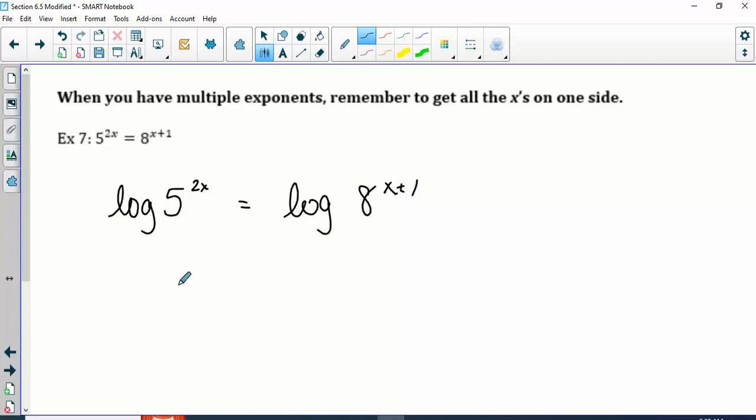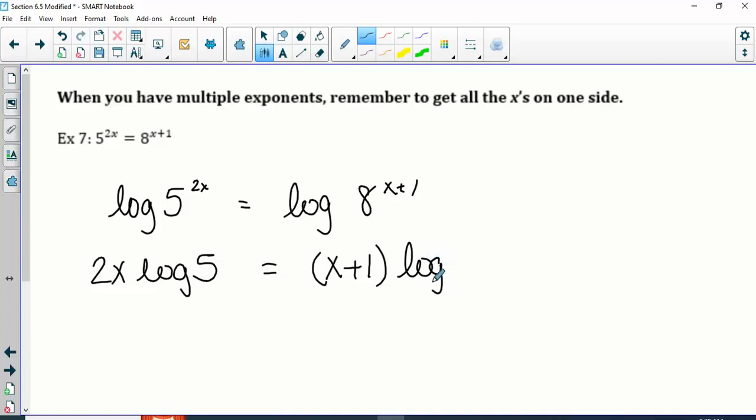You just subtract the x one over. Okay, so first the exponent comes down. You're a step ahead of me, I think. So we have 2x log of 5 equals, put the x plus 1 in parentheses, log of 8.